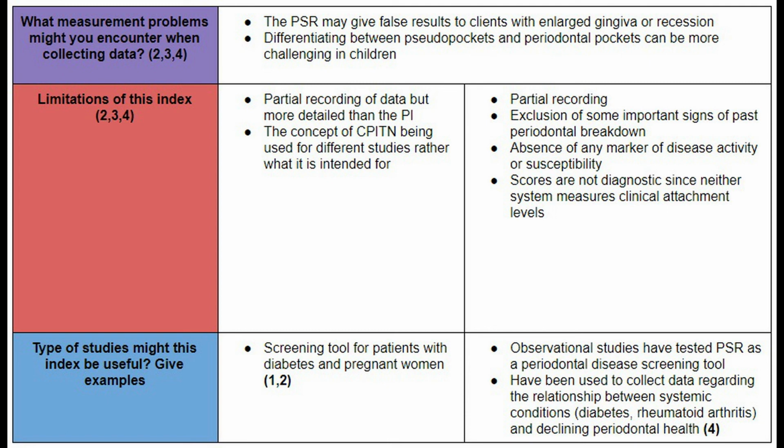The types of studies that these indices may be used for include observational studies such as PSR being tested as a screening tool for periodontal disease, and they have also been used to collect data regarding the relationship between systemic conditions such as diabetes and declining periodontal health.